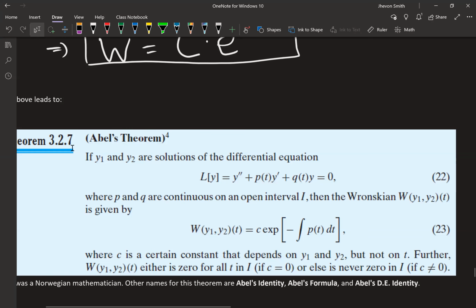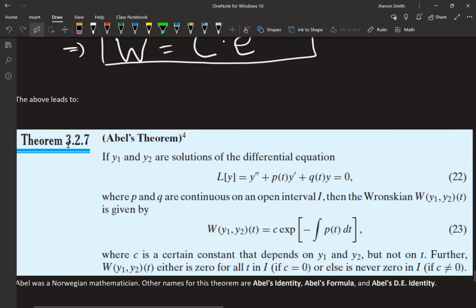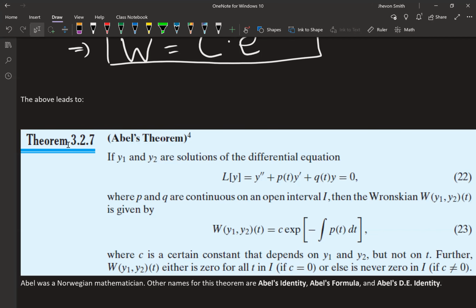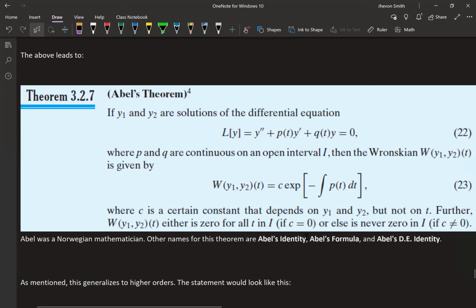This was discovered by the Norwegian mathematician Abel, and it's called Abel's theorem. A lot of people call it Abel's identity or Abel's formula or Abel's differential equation. I believe Abel's formula is probably the most common way to refer to it, but your textbook calls it Abel's theorem. And this allows us to find the form of the Wronskian.